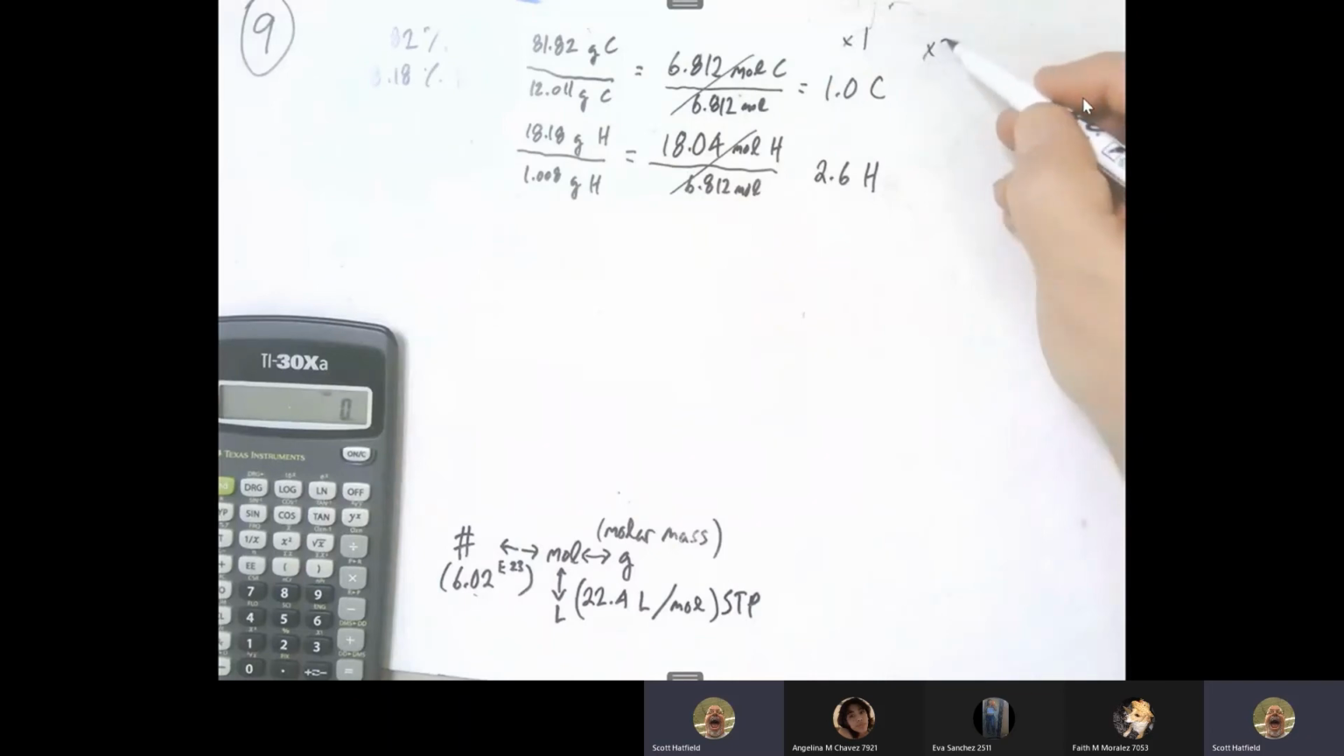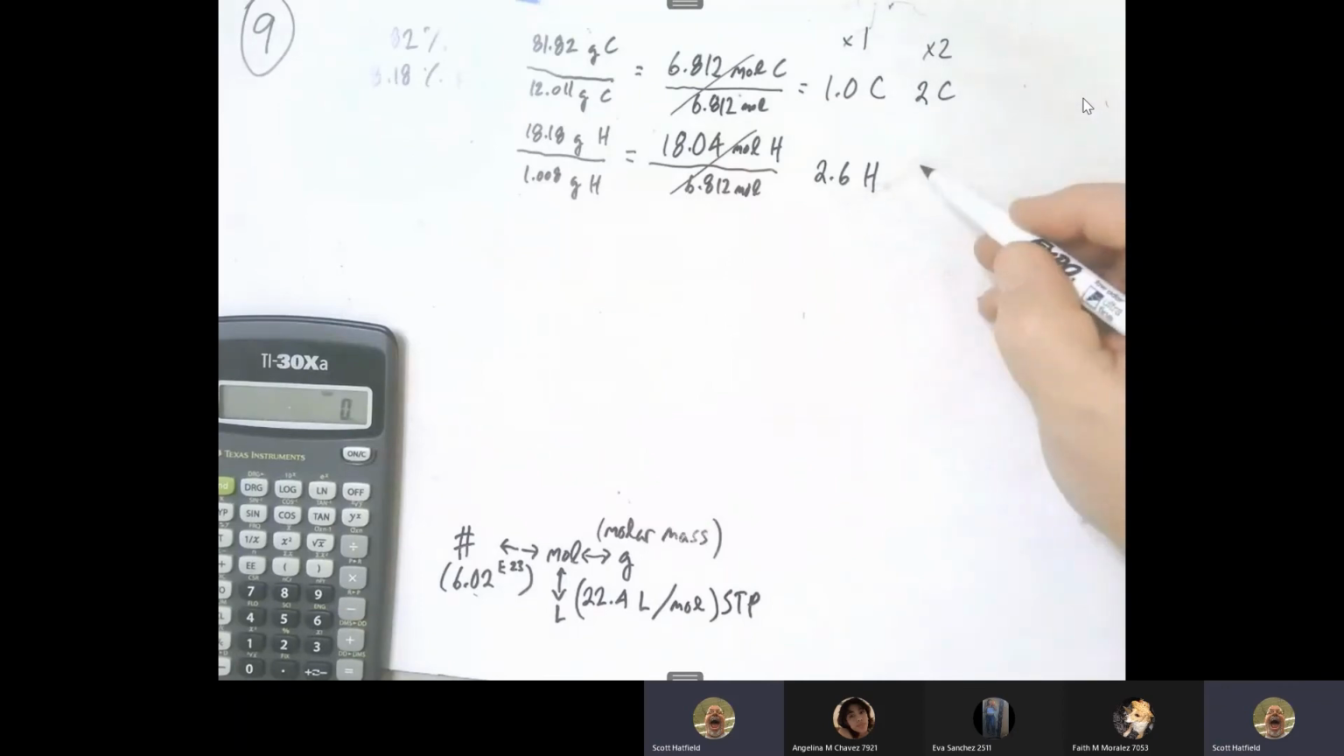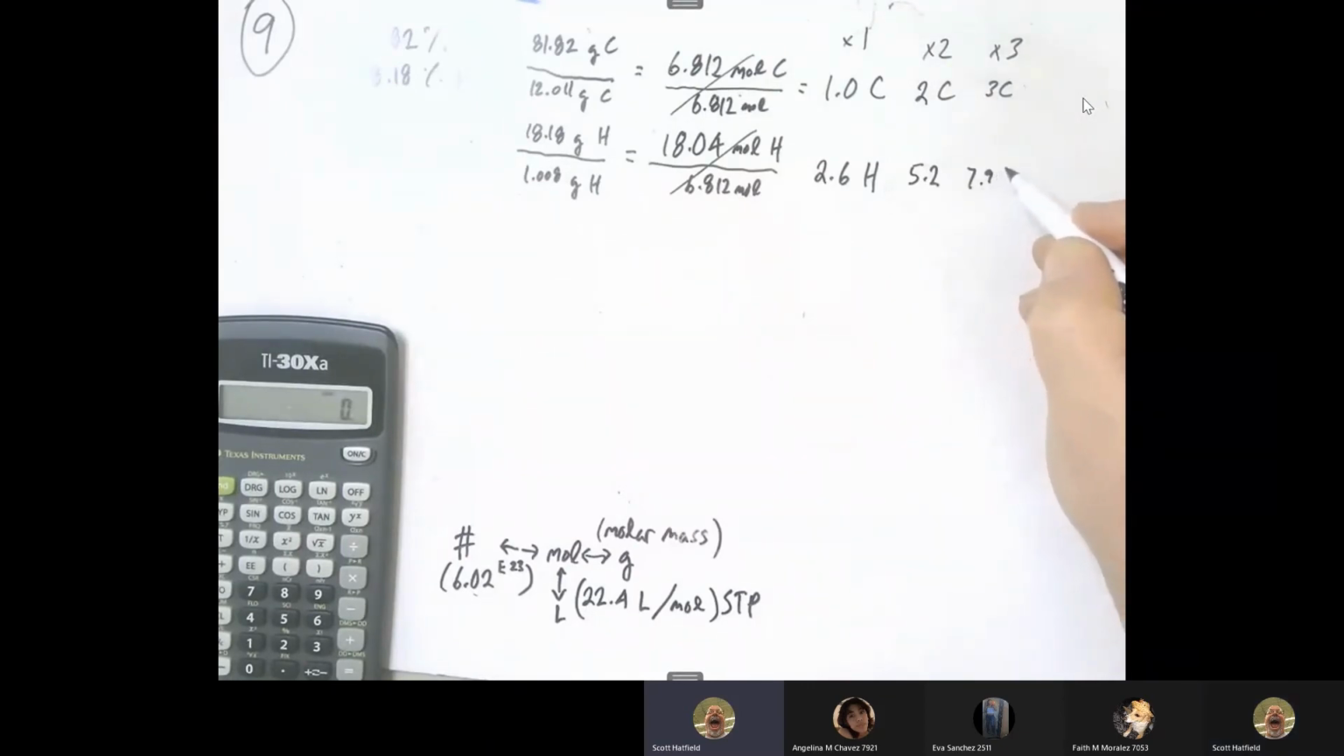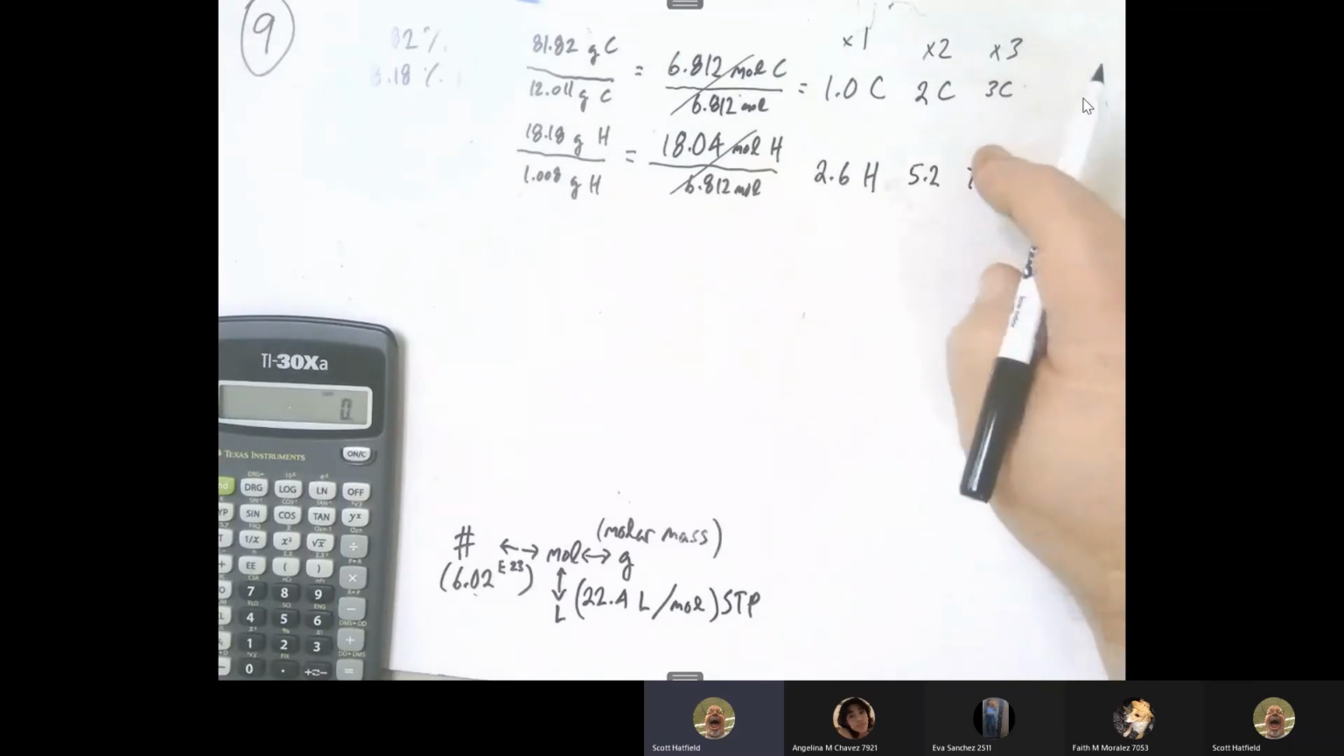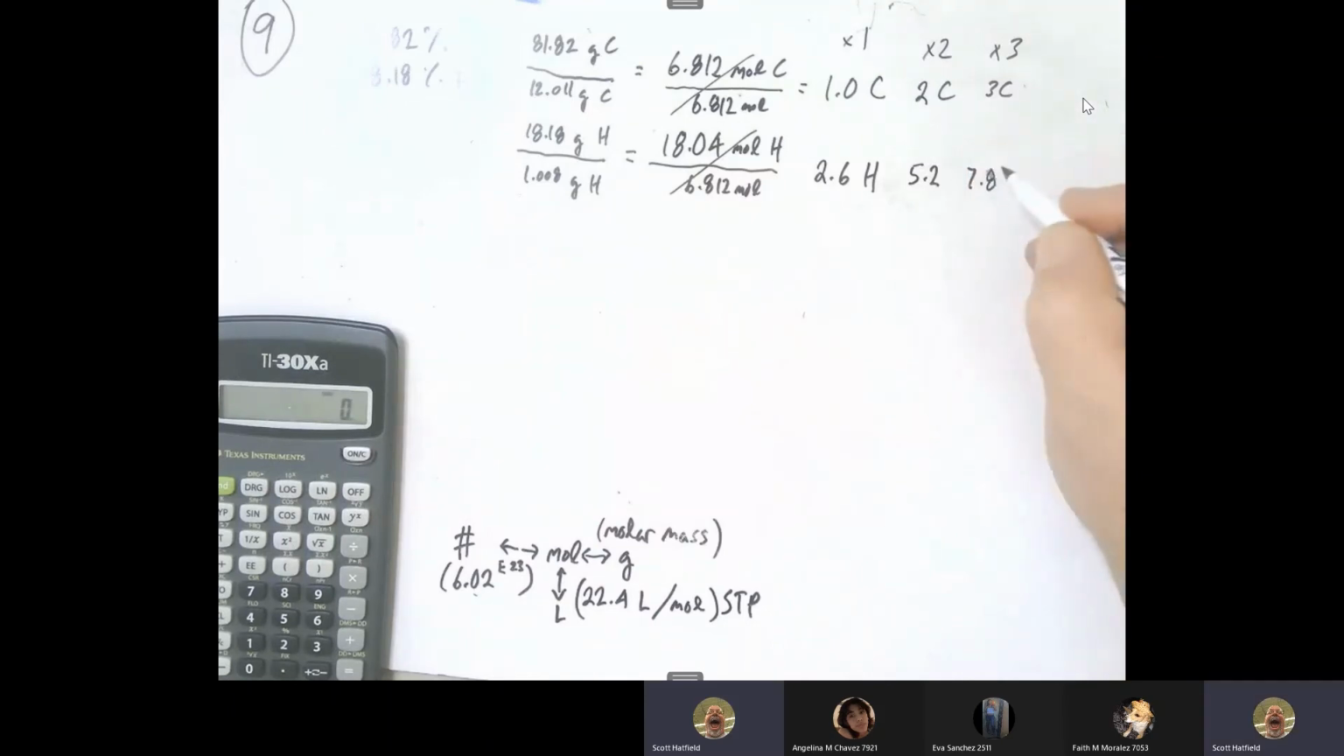So what if I go times 2? If I go times 2, well, then the 1 of carbon will become 2. And that's a whole number, so that's okay. But 2.6 won't become a whole number. That'll become 5.2. So 2 doesn't really work. But if I take 3, I get 3 carbons, and I get 7.8.